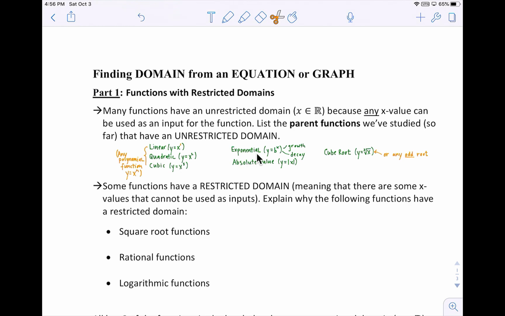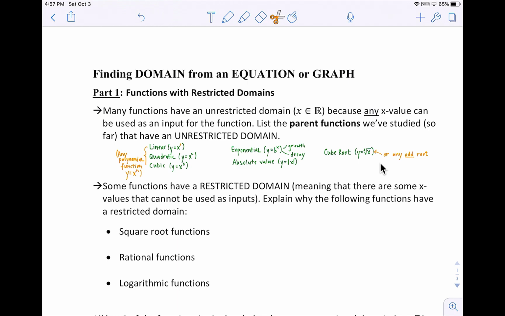Exponential functions have an unrestricted domain. When x is the exponent, we can input anything we want. We can input a positive, we can input a negative, we can input 0, we can input fractions for that exponent. And what we see on the graph is exponential growth or decay, where the graph goes left and right forever. The absolute value function can input any number. Now the outputs are always positive, but the domain is unrestricted. We can input anything we want. It actually turns out that the cube root function can input anything. So these are some functions that have unrestricted domains.